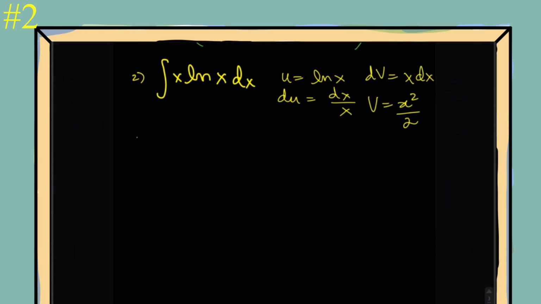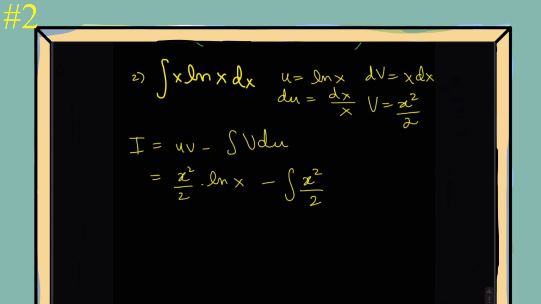Therefore, we know that I is going to be uv minus the integral of v du by the formula, which is going to be x squared over 2 times ln of x minus the integral of x squared over 2 times du, which is dx over x. And luckily for us, we have some canceling that goes on here.